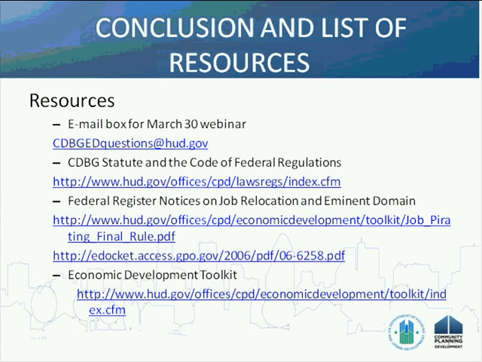The first question was about when I was discussing jobs that were currently held by, I discussed a couple of items that should be done in order to claim that the jobs were made available to LMI persons. This was on a slide where we just had a line that said 51% of the jobs must be for LMI persons. The regulatory cite for that, if you want to look it up for more detail, is at 570.483(b)(4)(iii).